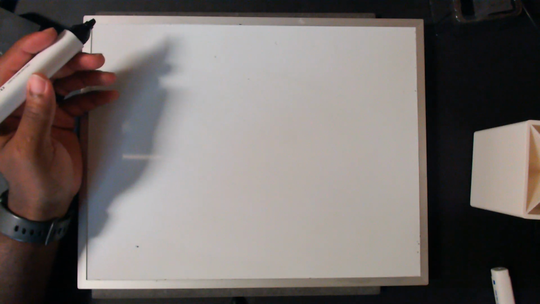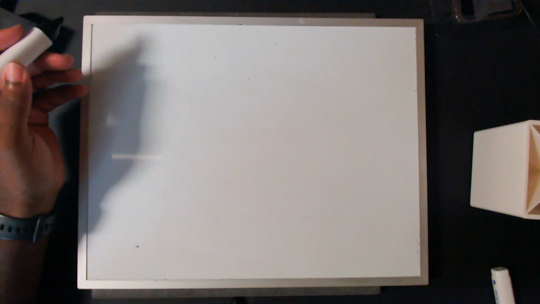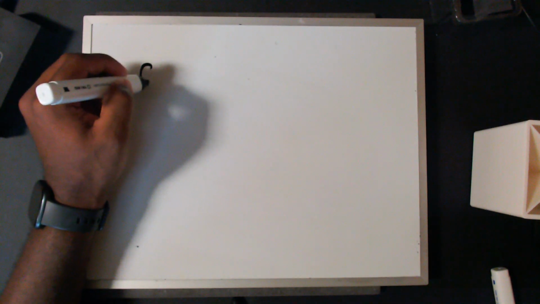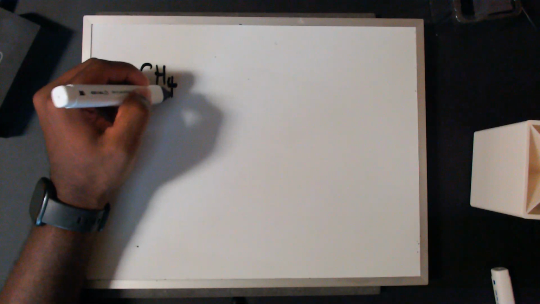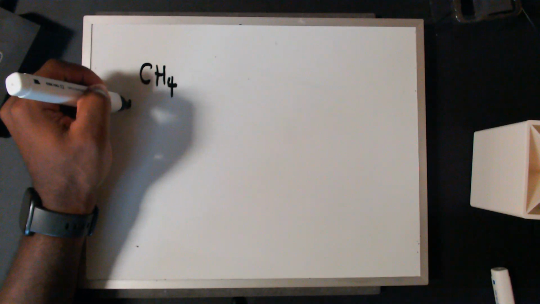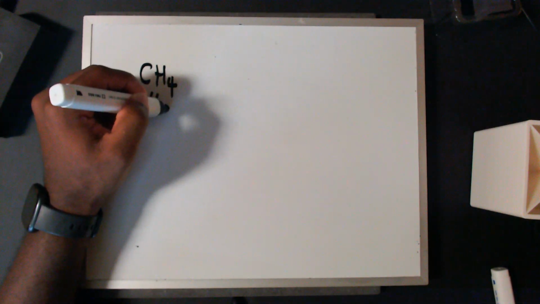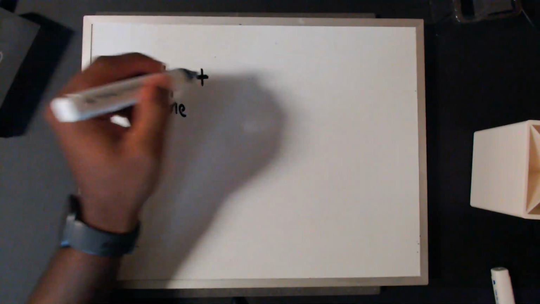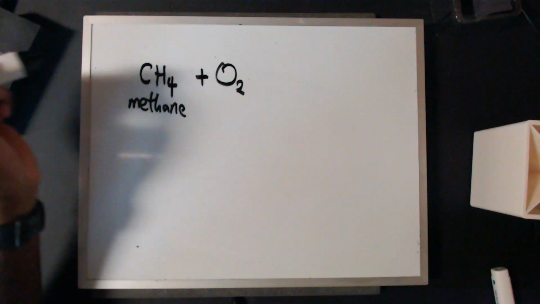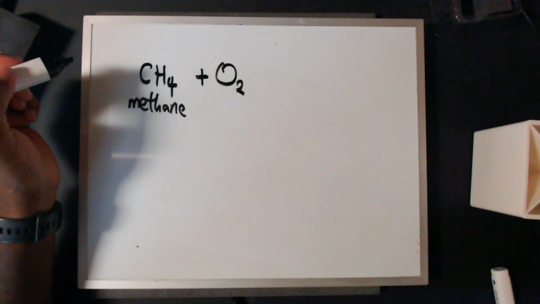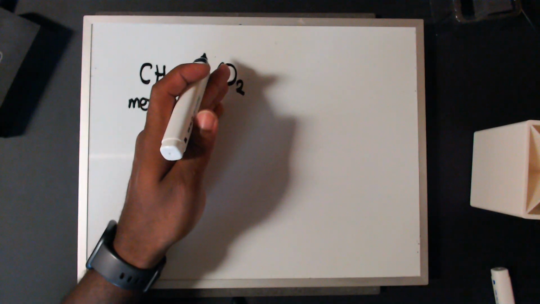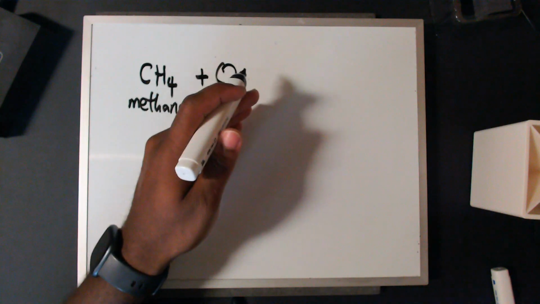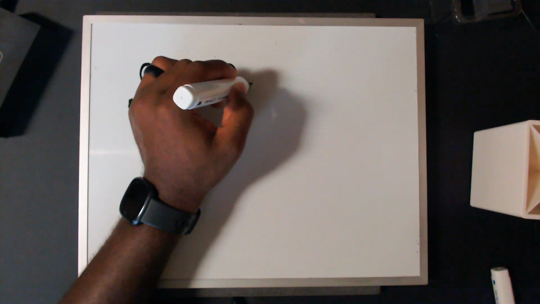Hello everyone and welcome to this video. Here we're going to be looking at this type of chemical reaction where we have a hydrocarbon, in this case methane, reacting with a specific reagent, in this case oxygen. Oxygen in its molecular or natural form exists as O2, and this in nature is in what state?